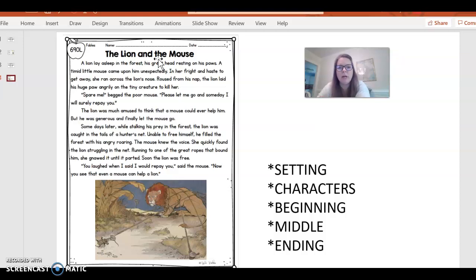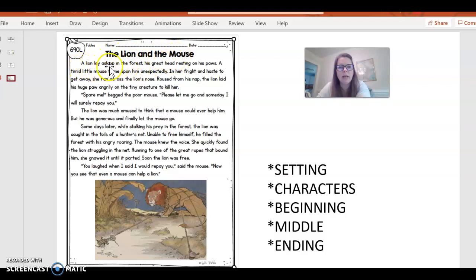So before we start reading, these are the 5 things that you need to be thinking about. Where does the story take place? The setting. Who are the characters? What happened in the beginning of the story, in the middle of the story, and the ending of the story? Okay, so let's read our story. The Lion and the Mouse.